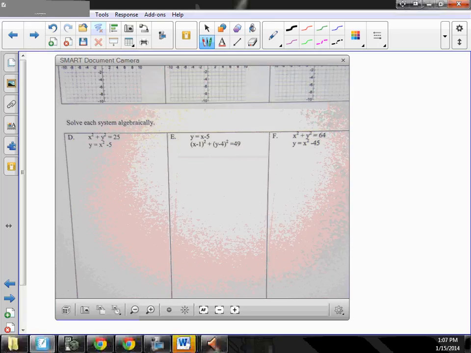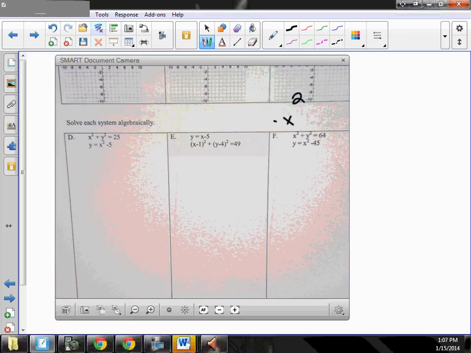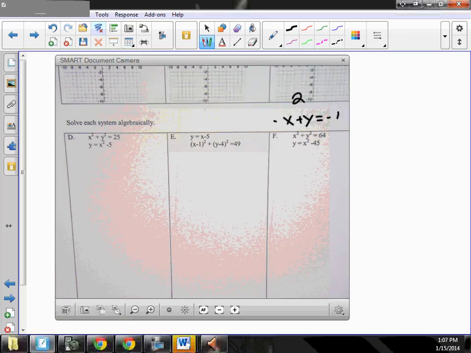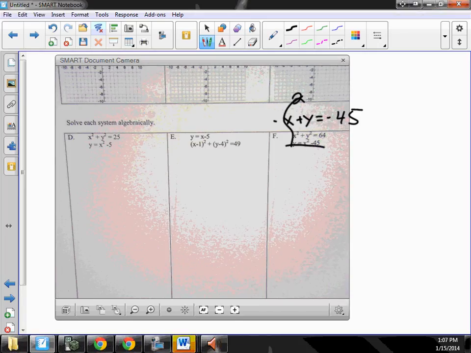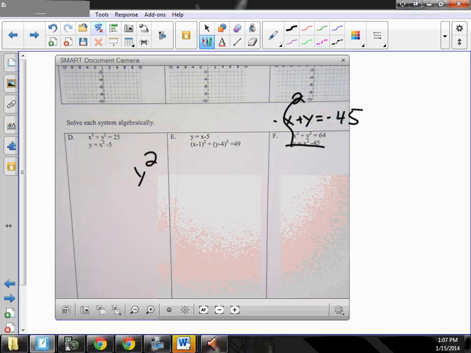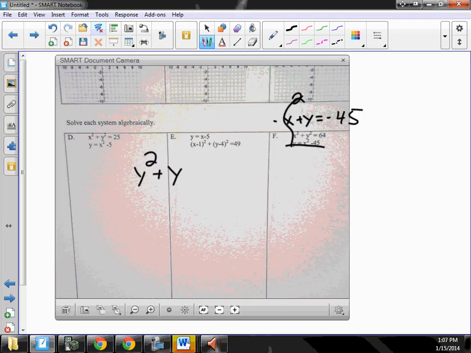What do I need to do in order to eliminate? Move the x squared so it's negative on the other side. So negative x squared plus y equals negative 45. When I add those, the x squareds cancel, and I'm left with y squared plus y, and it's a 9 on the right side, but I don't want it to equal 9, I want it to equal 0, so I subtract 19. Sorry, 19. So minus 19 equals 0.